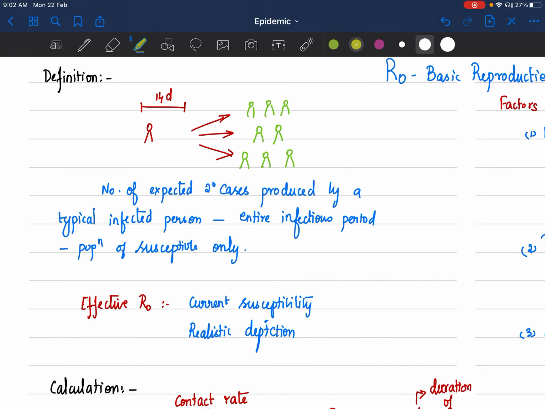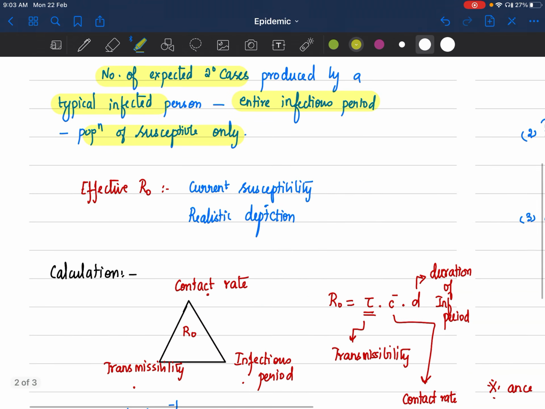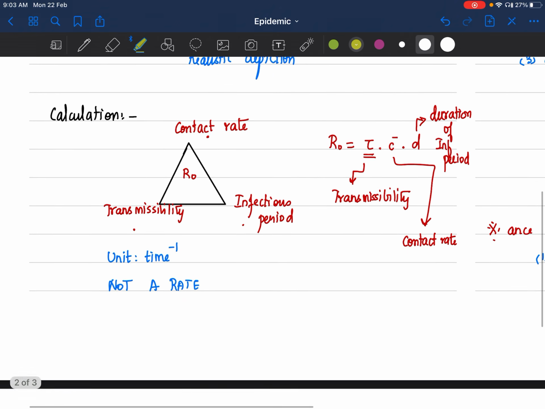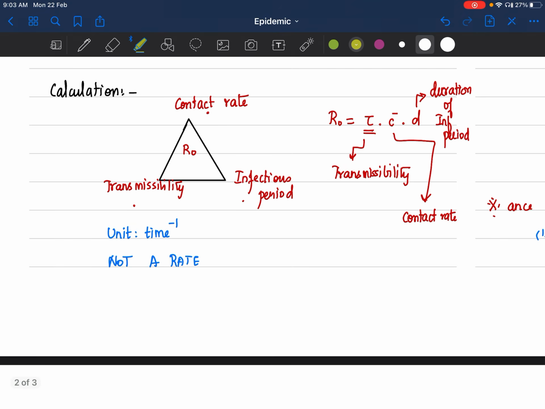So if this question is asked, basic reproduction number, your definition will be number of expected secondary cases produced by a typical infected individual during their entire infectious period in a population of susceptibles only. This is only in an idealized scenario. In a realistic depiction, you need an effective R-naught, where the current susceptibility of the population is taken into account. Calculation is by multiplication of transmissibility, contact rate, and duration of infectious period. The unit is time to the power of -1, and this is not a rate, this is a dimensionless number.